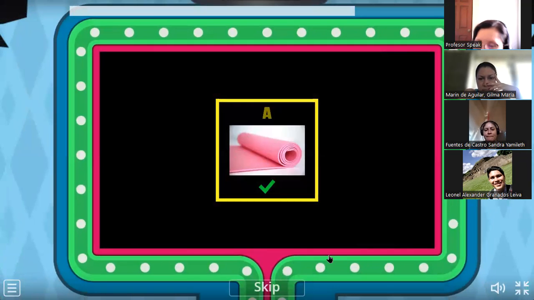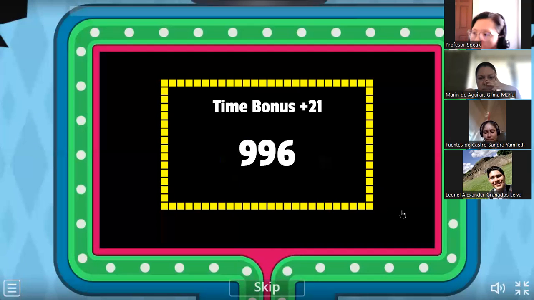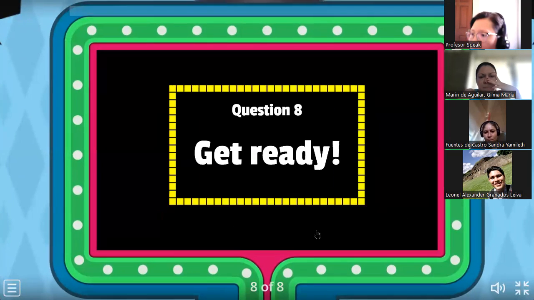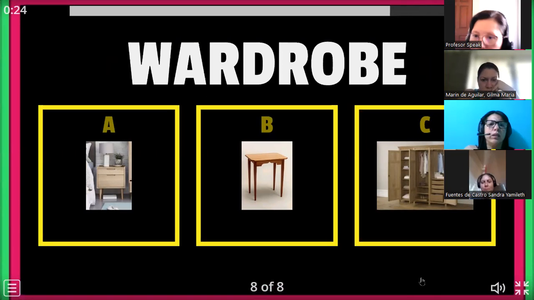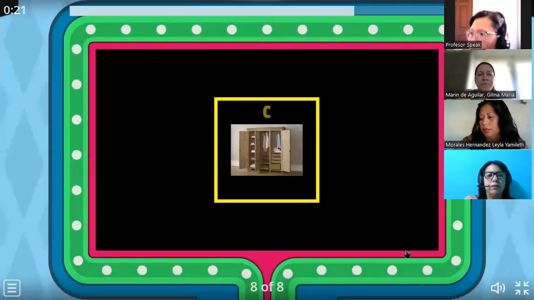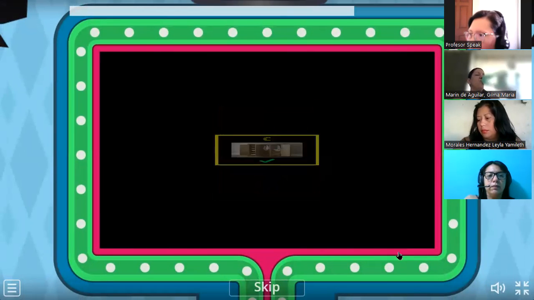A mat, right? Okay, a yoga mat. Or something that helps you to exercise, you know, on the floor, right? Yeah. Let's see. A wardrobe, right?